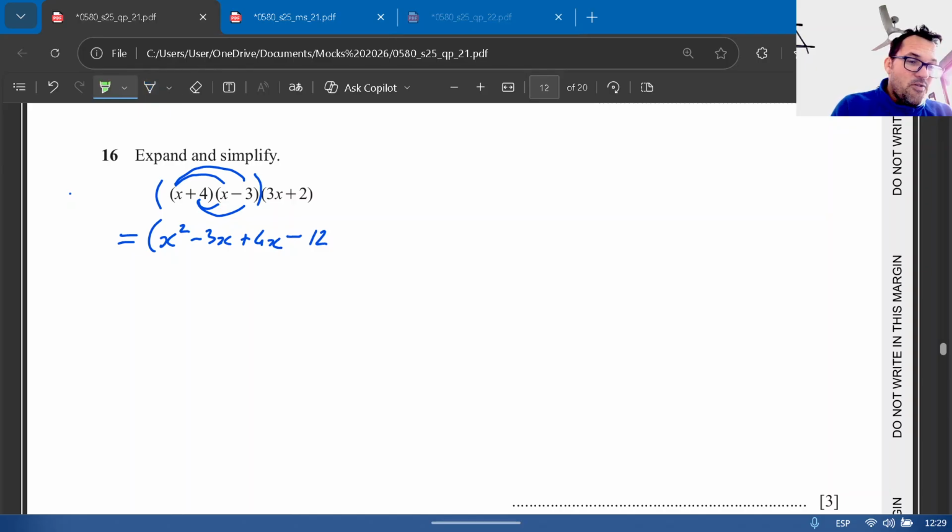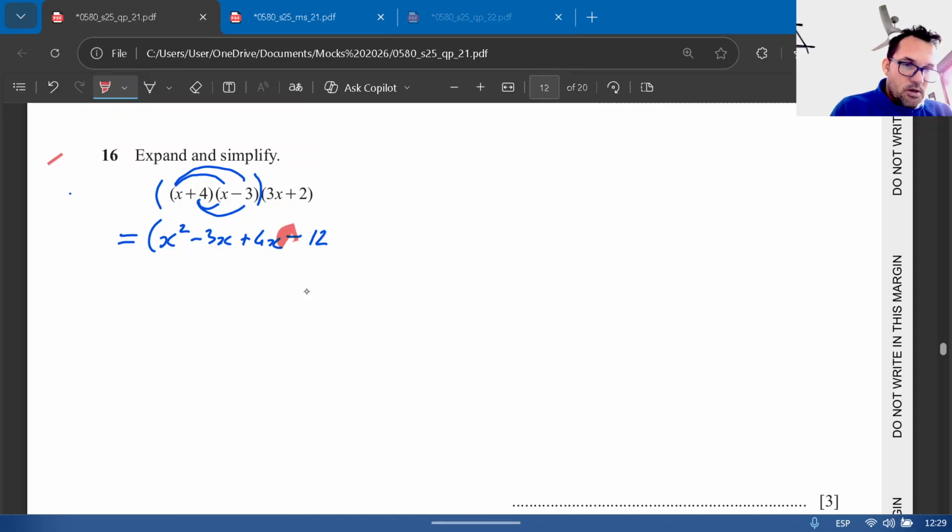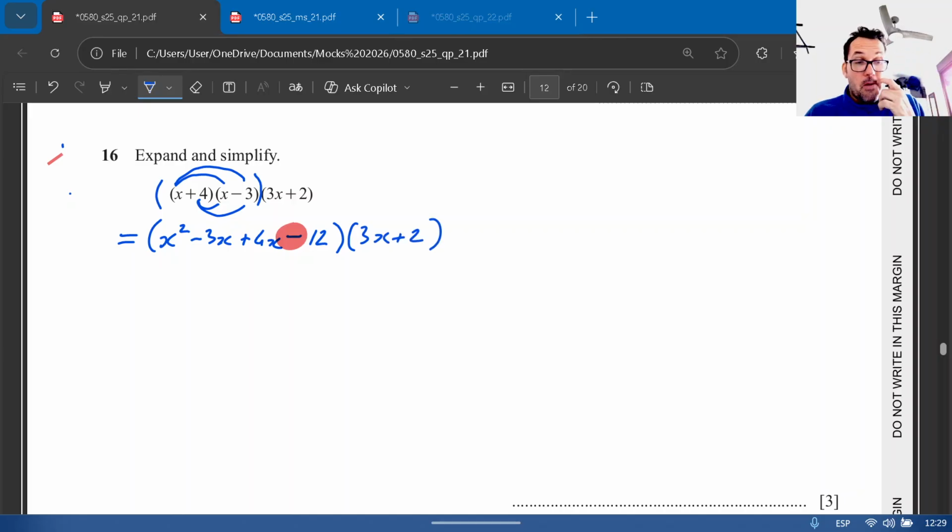Again, if you're going to make a mistake, this needs to be red. It's going to be there. Okay, that's where everybody makes their mistakes. Plus and a minus is a minus. And then the 3x plus 2 is still hanging around, waiting for its time to come. Okay, before we handle the 3x plus 2, it's going to have to hang around for one more round.